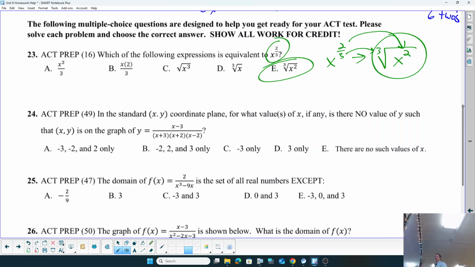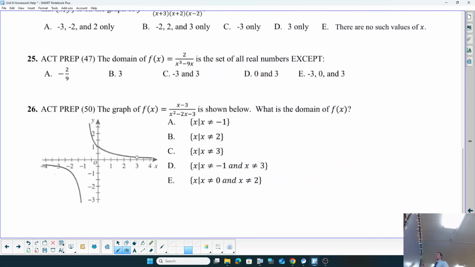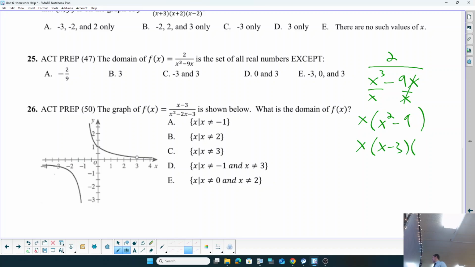And then what about number 25? So what is the domain? So we have to check for the exclusions, the exceptions. So x cubed minus 9x. Well, we could pull out an x. So we're left with x squared minus 9. And then that factors more into x minus 3 and x plus 3.